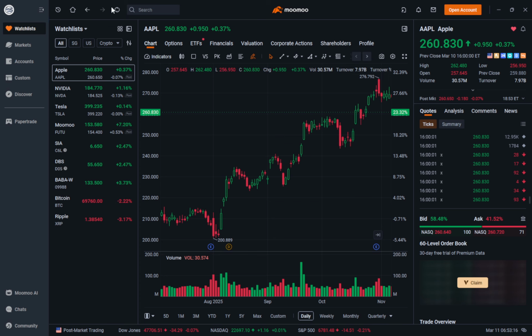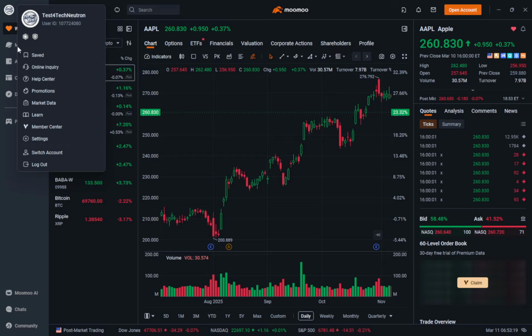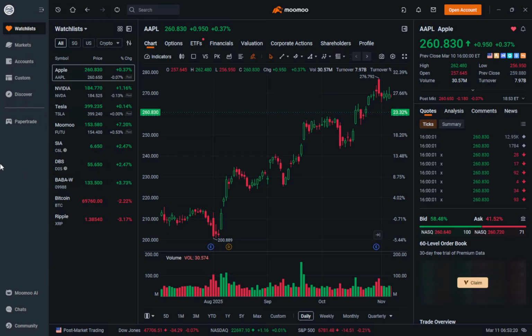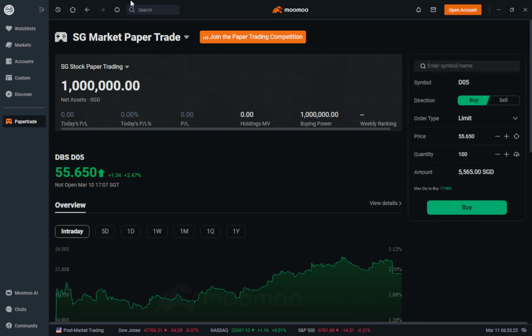First, open the Moomoo desktop application and log in. Once you're in, take a look at the left-hand menu. You'll see an option labeled Paper, sometimes referred to as paper trading or simulated trading. Click that, and you'll be taken right into the paper trading interface.